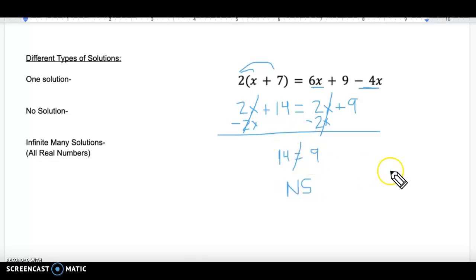Again, if the two numbers are the same, so if this was 9 equals 9, then it would be infinite solutions. Because it's 14 equals 9, it's no solution. And if it somehow ended up as x equals 9, then that means my actual answer is x equals 9. These are your 3 different types of equations.